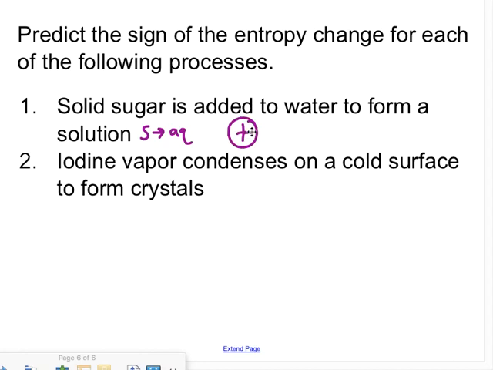Number 2, I have iodine vapor condensing on a cold surface to form crystals. So I'm going from gas to solid. Right? So we know that gases have higher entropy than solids, all other things being equal. So if I'm going from gas to solid, I'm decreasing the entropy. So the iodine is becoming more condensed and more ordered, and it's taking up less space. And there's less options for it. So in this one, it has less entropy after this process. So the sign of the entropy change is negative.